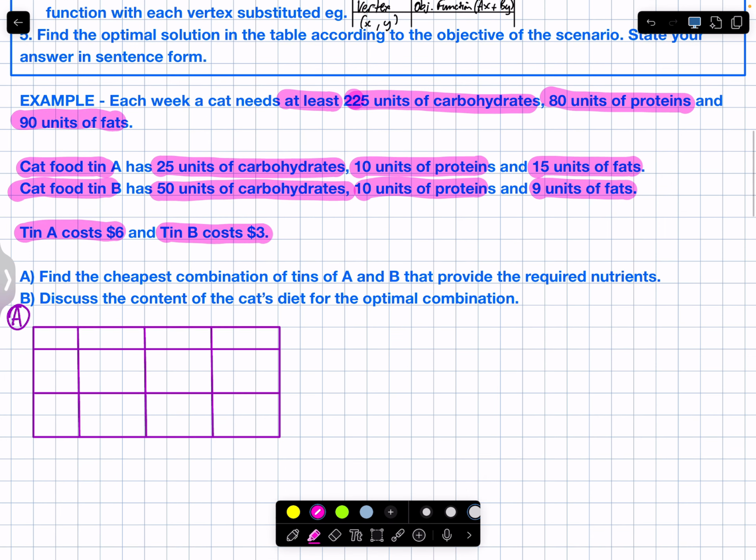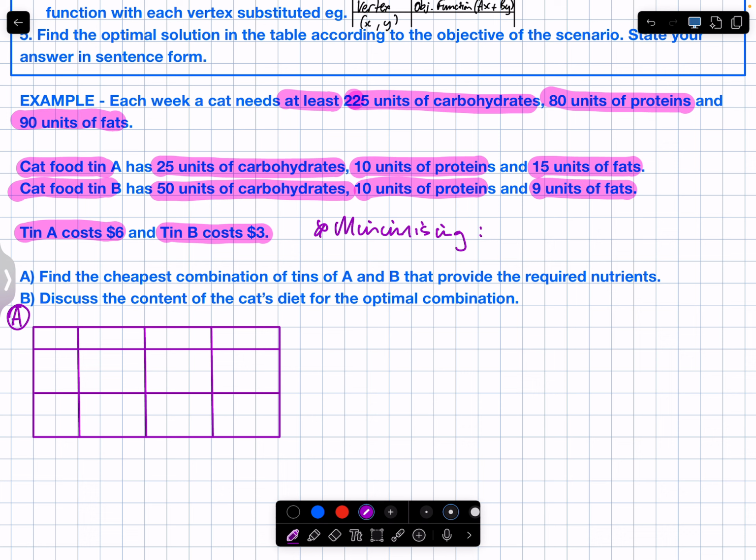So once again, a simplex algorithm question. Find the cheapest combination. So what is our objective? Are we trying to maximize if we're finding cheapest, or are we trying to minimize if we're finding cheapest? Minimizing. Tell yourself that. Minimizing. And if I'm minimizing the cost, I can already decide my cost here. I'm trying to minimize the $6 and the $3 for the tins.